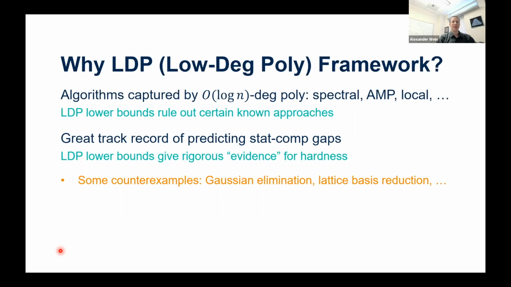There are some counterexamples, admittedly. There are some cases where there's an algorithm that beats low degree polynomials. Low degree polynomials fail, but some other algorithm works. A few examples of this are Gaussian elimination or lattice basis methods, usually algorithms that are quite algebraic in nature. And the downside of those types of algorithms is that they tend to be very brittle and not robust to really any amount of noise.